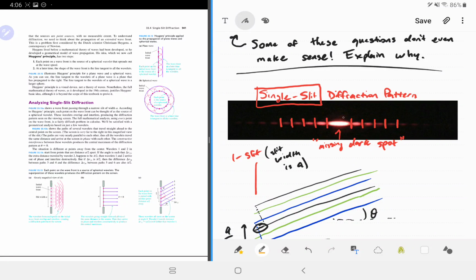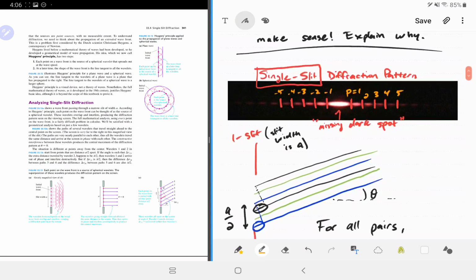So p equals 0 is the missing dark spot, but for all of these other ones, this is p equals 1. I'm calling the positive side to the right here. It's sort of arbitrary. This is p equals 1, this is p equals 2, 3, 4, 5. This would be minus 1, minus 2, minus 3, minus 4, minus 5. And this keeps going. So there's a missing dark spot right in the center. Also, the whole region from minus 1 to 1 is called the central maximum.